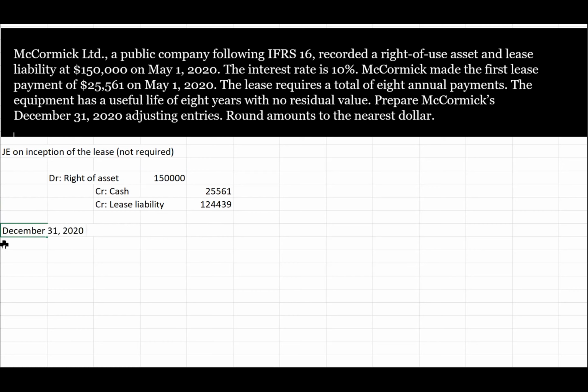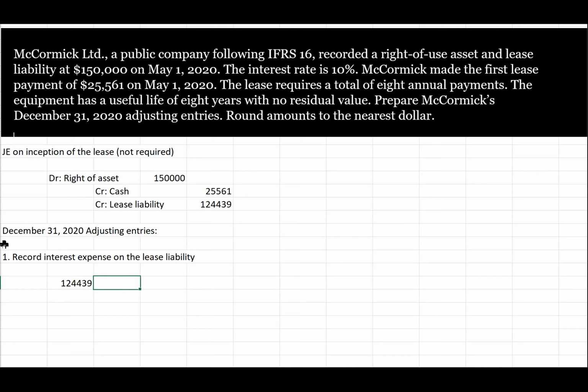So now our December 31st, 2020 adjusting entries are going to be as follows. So we're going to have one entry, which is going to be to record interest expense on the lease liability. And the reason for this is because we need to accrete interest expense to recognize the present value on that lease liability. So how much of a lease liability are we going to have? We're going to have this 124, which is the carrying value of the lease liability.